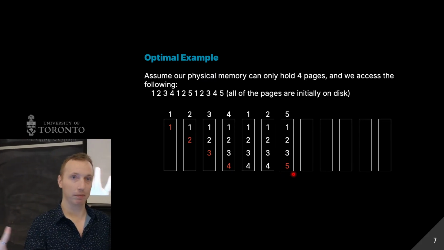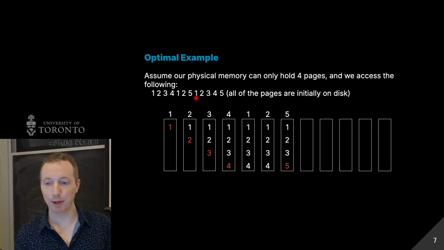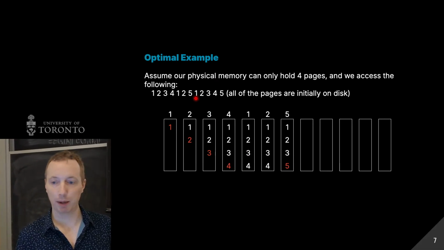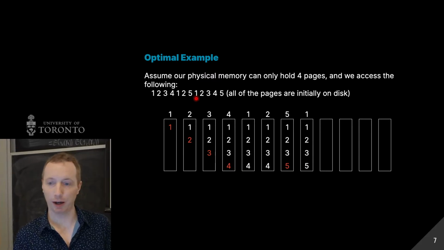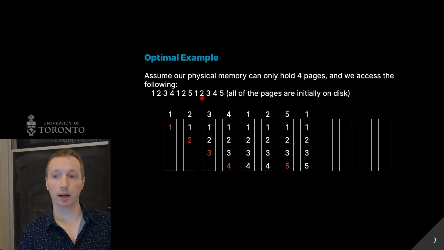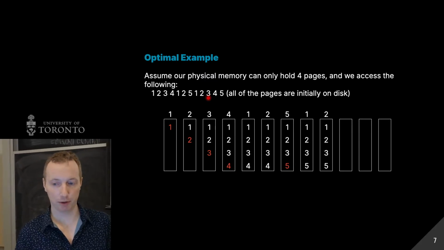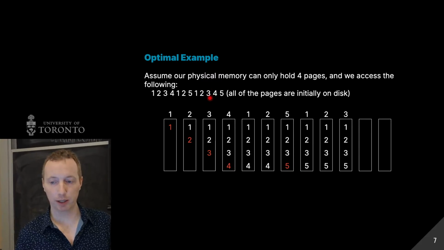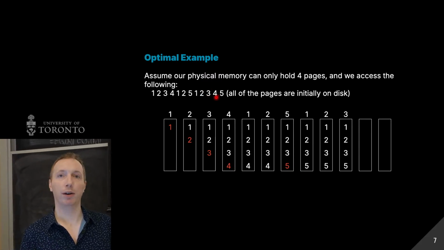Good? All right, so now that we did the optimal thing, if we access page 1, that's already in memory. We're good. Of course, we did the optimal thing, so we should be good. Access page 2, again, already in memory. Still good. Page 3, already in memory. We're good. Now we access page 4. What do I do?